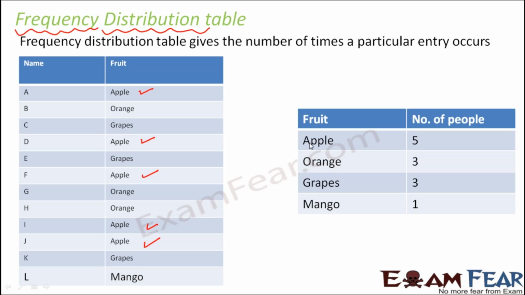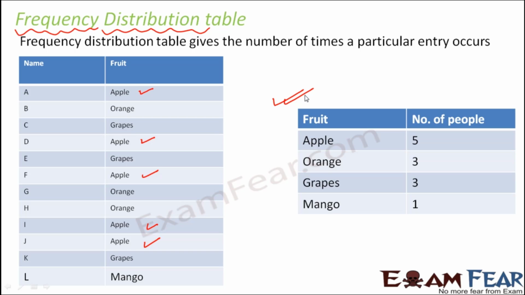Now the frequency of apple is basically the number of people who like apple. A likes apple, so apple is here. Again, D likes apple, so apple is here. So the number of times apple is getting repeated means that these many people said that their favorite fruit is apple. That's how you have noted down their frequency, and this table is known as a frequency distribution table, because this table gives you the frequency of each entry, and here the entries are apple, orange, grapes and mango.